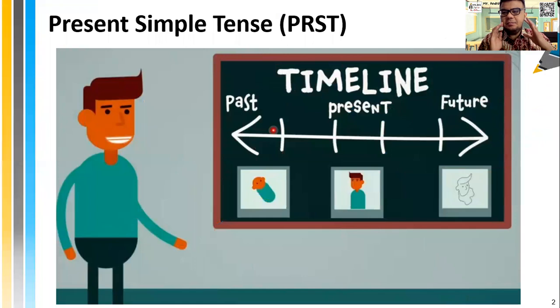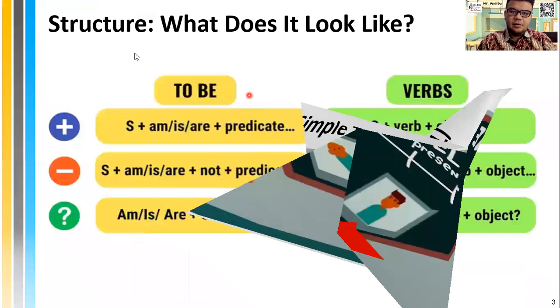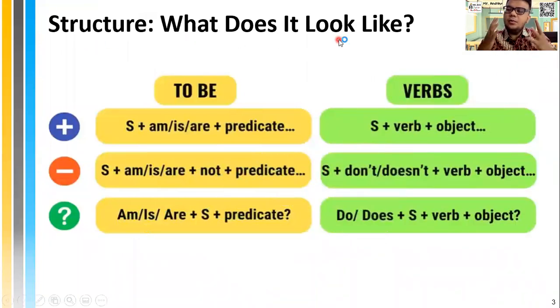So the present simple tense is a tense that we use to describe things, activities in the present, right? Okay, the structure, what does it look like? What does this present simple tense look like?